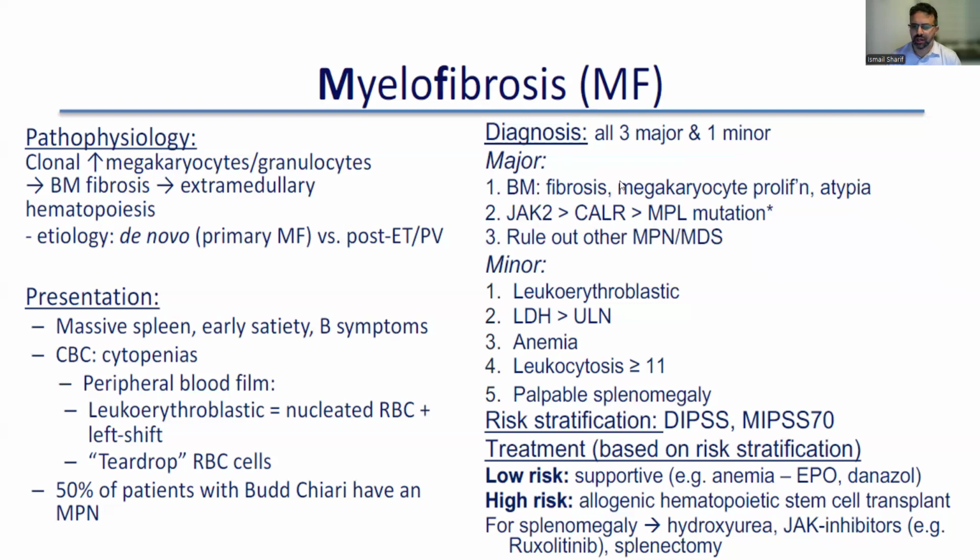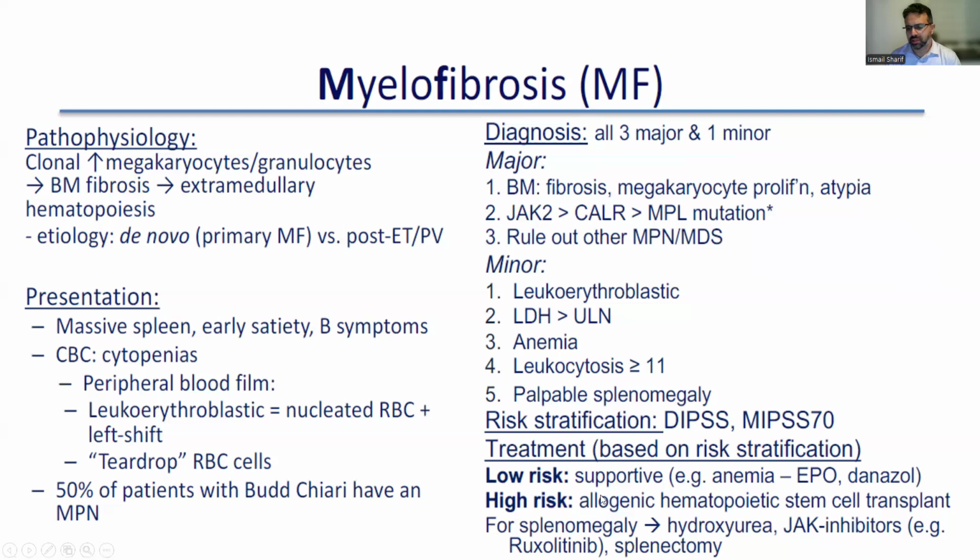Diagnosis, of course, as we said, fibrosis is the most important, along with molecular testing that is positive for JAK2, CALR, or MPL mutations. Then we have to rule out any other MPN or MDS. The minor criteria are anemia, high LDH, leukocytosis, palpable spleen, and a leukoerythroblastic picture. For those patients, risk stratification is the Dynamic International Prognostic Scoring System. That's what we follow to determine risk.